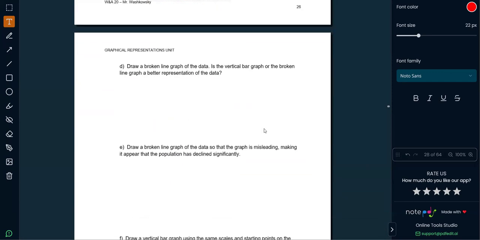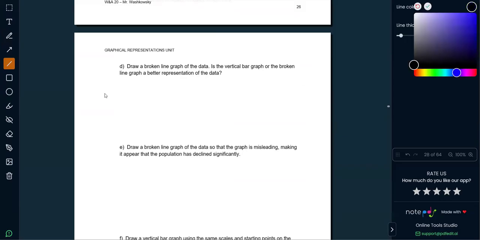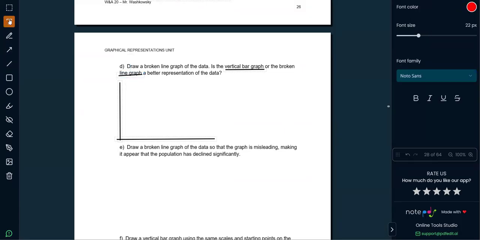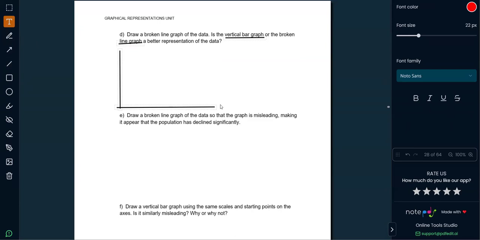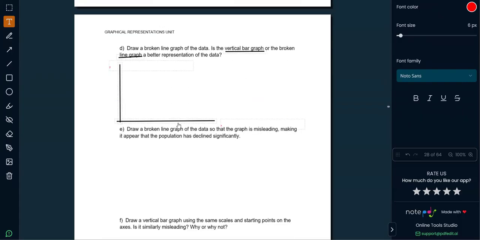Now, question D, we're going to draw a broken line graph of it. That's the stuff that we did yesterday, so a good refresher. But the key thing we're looking for here is which one is better: the vertical bar graph or the broken line graph? So just like before, how do I do a broken line graph again? Well, I need to figure out my scale, and I also need to figure out which one's up and which one's down. Time is usually our x-axis, so we're going to say time is our x, and then this is our y.